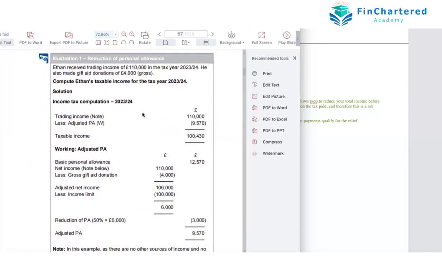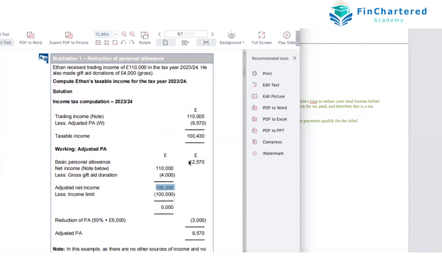Illustration 1, again, you can see income is 110,000 and she is making donations of 4,000. So what happens? Her personal allowance will automatically go down because her income is more than 110,000. How do you get the adjusted net income? From the net income, you deduct the gift aid donation to get the adjusted net income. So her adjusted net income is 106,000.